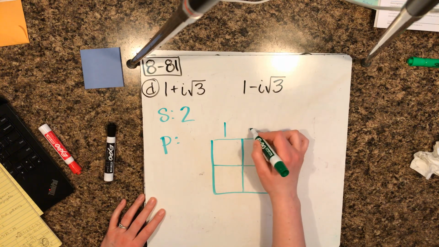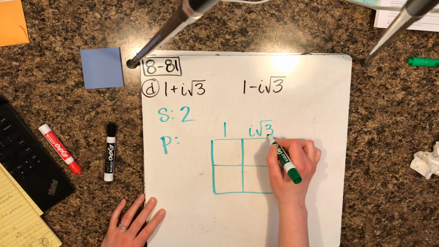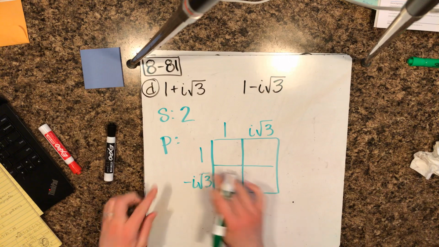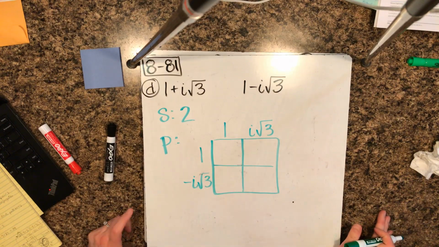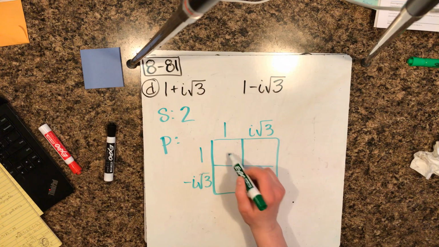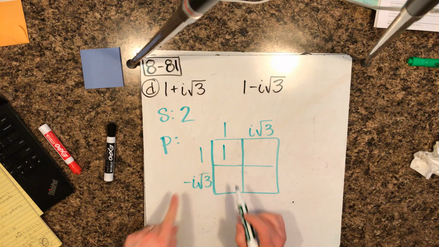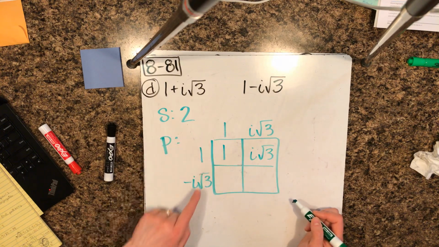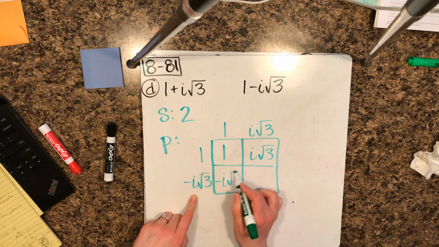So I have a 1 and I have a positive i root 3. And I have a 1 and I have a negative i root 3. Notice when I do my generic rectangles, I just put my stuff wherever I have space. I don't really stay consistent. Okay, so 1 times 1 is 1, easy. 1 times i root 3, also easy. 1 times negative i root 3, no problem.